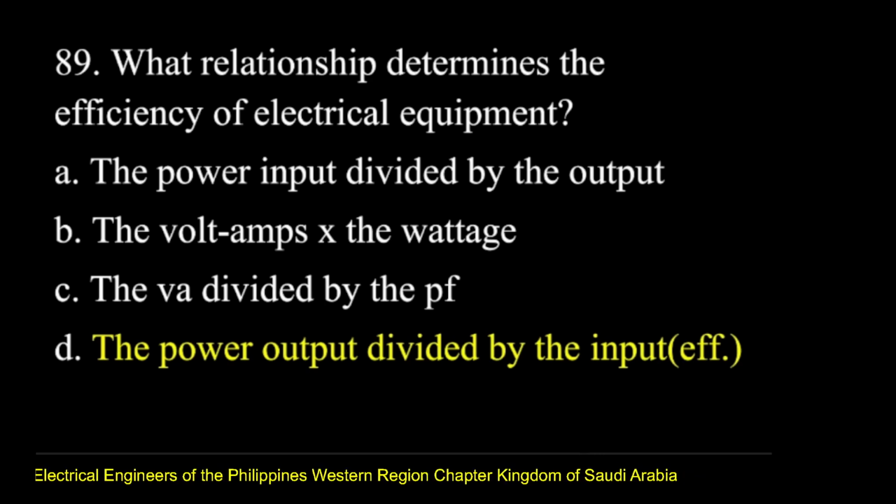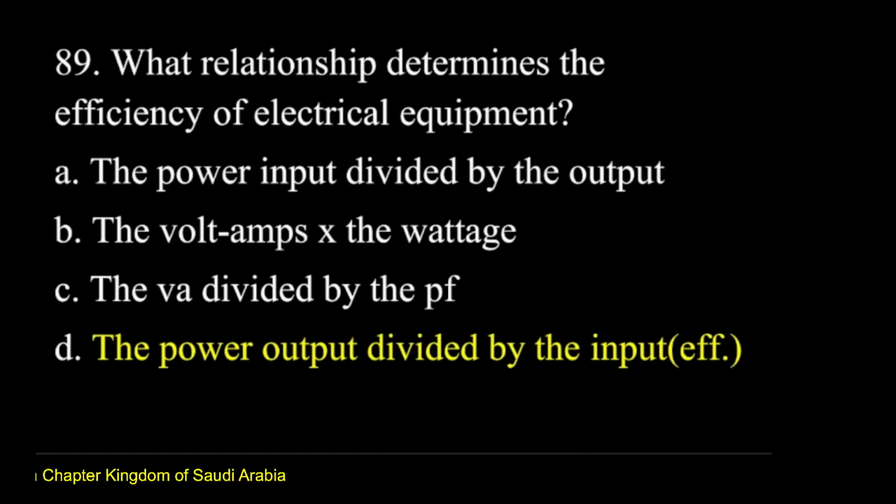What relationship determines the efficiency of electrical equipment? A. The power input divided by the output. B. The voltamps x the wattage. C. The VA divided by the PF. D. The power output divided by the input efficiency.